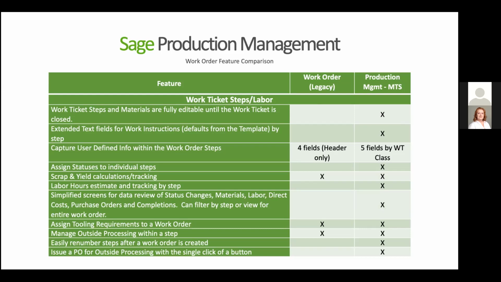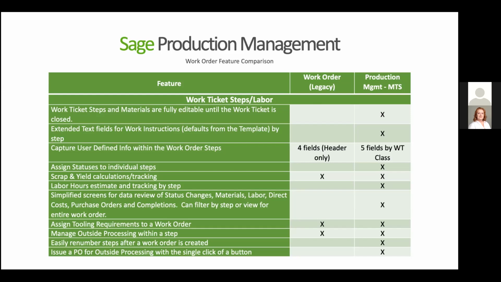We've included an extended text field for work instructions, all right? Defaults from the template by step. We can assign statuses to individual steps. We talked about controlling a work ticket via the status, but we can also assign statuses to the individual steps and control the steps. If I put a step on hold or close a step down, no one's going to be able to transact against that step. So, additional controls, expanded capabilities on your manufacturing line.